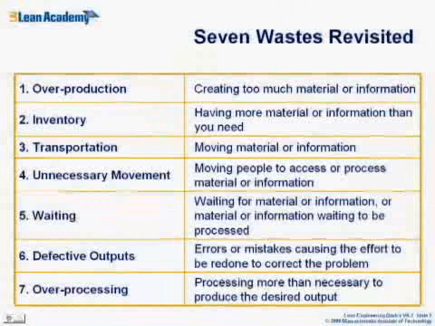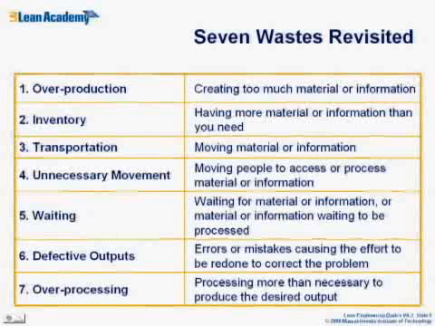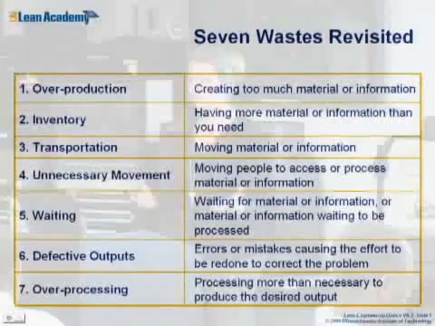Here we're revisiting our 7 wastes that we identified: overproduction, inventory, transportation, unnecessary movement, waiting, defective outputs, and overprocessing. So I'd like you all to think back to your engineering experience, either from classes or maybe from summer jobs. And I'd like to hear some examples in an engineering context of any of these 7 wastes.